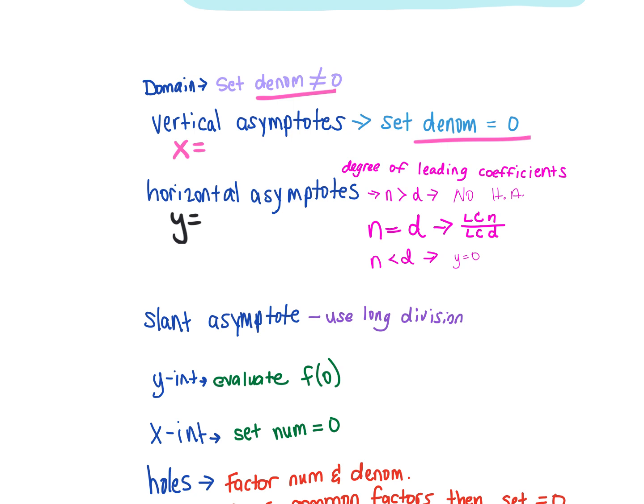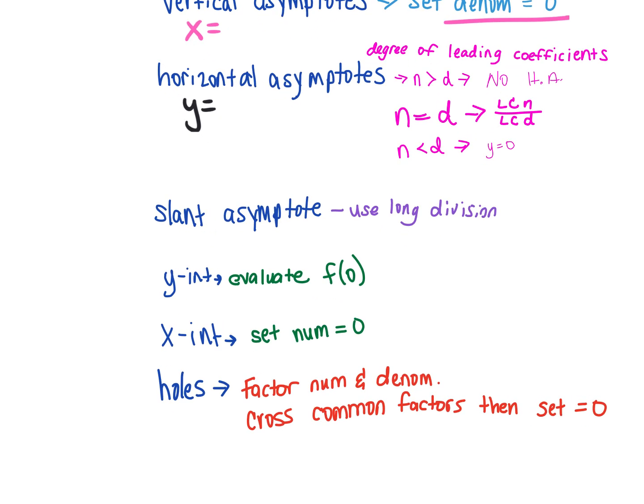If the degree of the numerator is equal to the degree of the denominator, then you look at the leading coefficients. That's what the LC means, the leading coefficients. If the degree of the numerator is less than the degree of the denominator, then our horizontal asymptote is y equals 0. Slant asymptotes, we use long division. To find the y-intercept, we evaluate f of 0, so that means we plug in 0 for x.